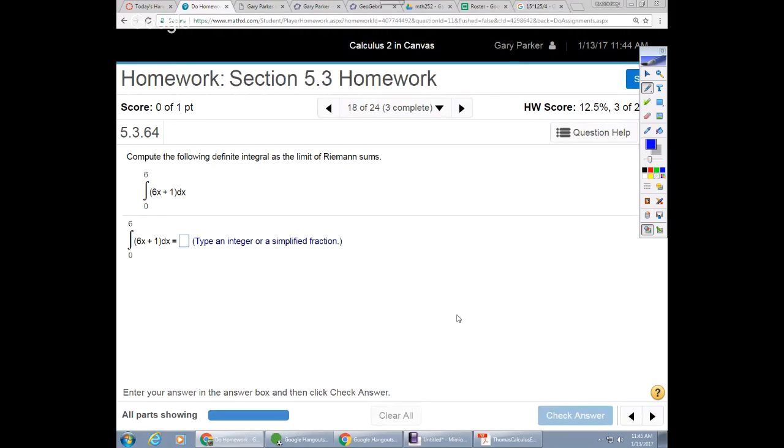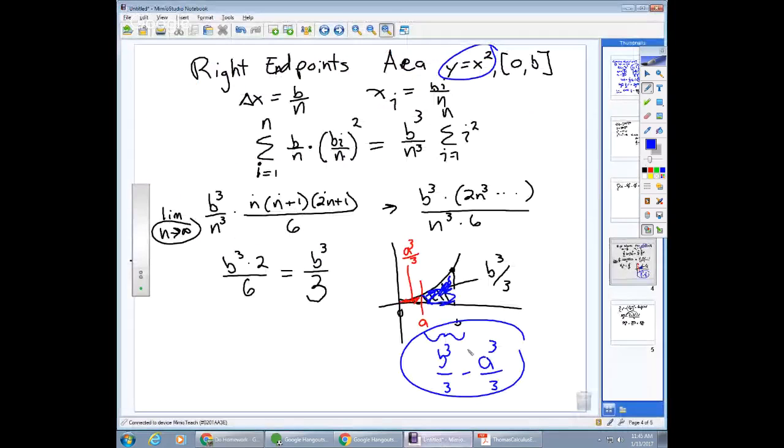Okay, so this one says compute the following definite integral as a limit of Riemann sums. All right, so just for fun, I keep using right-hand endpoints, I'm going to use a left-hand endpoint just for the heck of it. So we have 6x plus 1. Now, another note we can make is that it is a linear function, so there should be other ways to do it too. So we'll do it 2 different ways for fun. So I have 6x plus 1 from 0 to 6.